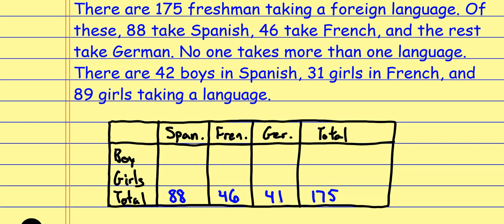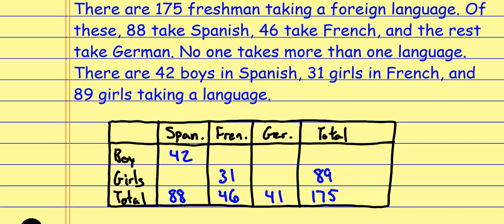There are 42 boys in Spanish, so I can fill this guy in. Boys in Spanish is 42. It says there are 31 girls in French, so that's right here, French, 31. And then it says there are 89 girls taking a language. That's the total for the girls, goes right here at 89.